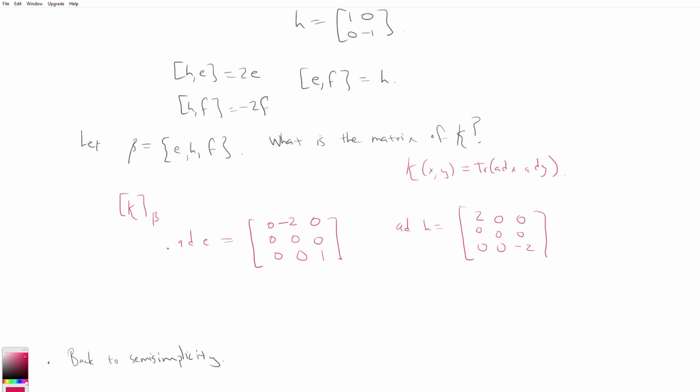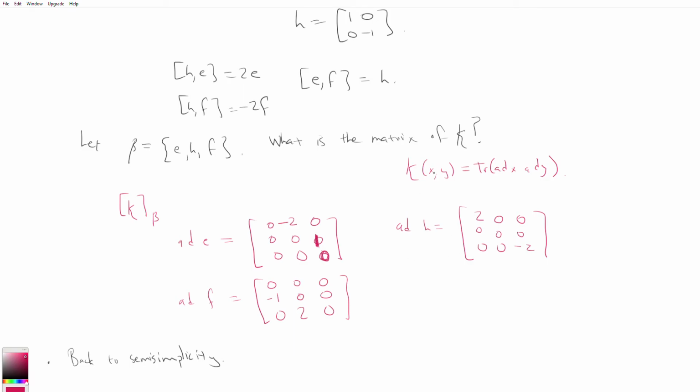And then lastly, ad f. So it acting on e is going to give you -h, so it's 0, -1, 0. Oh man, I messed this up. This should be a 1, shouldn't it? So this is a 1, and this is a 0. And so this is 0, -1, 0. And then f acting on h is going to give you 2f, and so that's going to put a 2 down here. And then, of course, f acting on itself will give you a 0. Okay, so there's a nice kind of symmetry going on here.